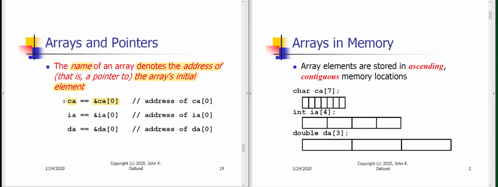In other words, ca is really like a shorthand for address of ca[0]. Likewise, ia here is an array of 4 ints. ia is simply a shorthand for the address of ia[0]. And da is a shorthand for the address of da[0].